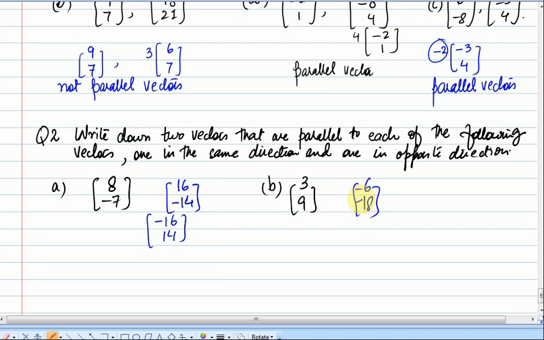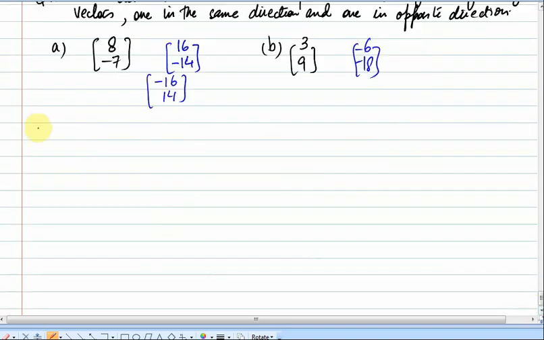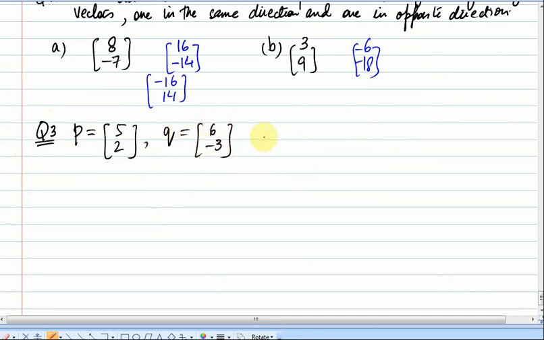Alright, I hope that your concept is clear regarding the parallel vector. So moving on to the next question, in fact it's question number 3. The question says if P is (5, 2), Q is (6, -3), and R is (-3, -4), find a single column vector to represent the following.